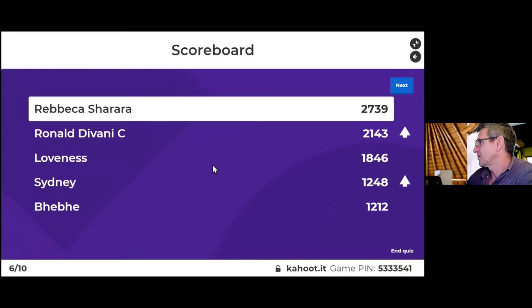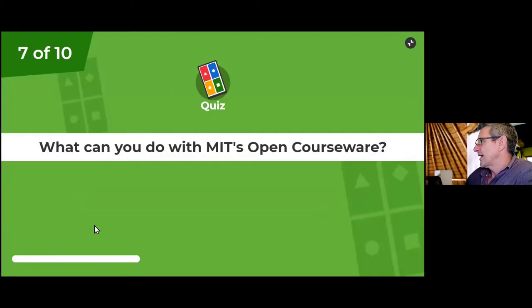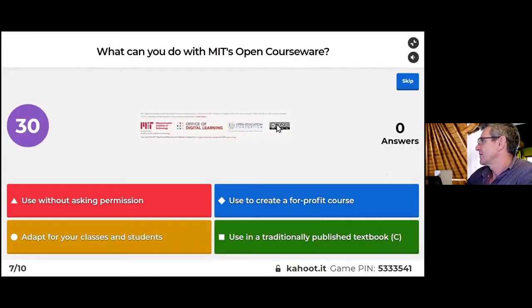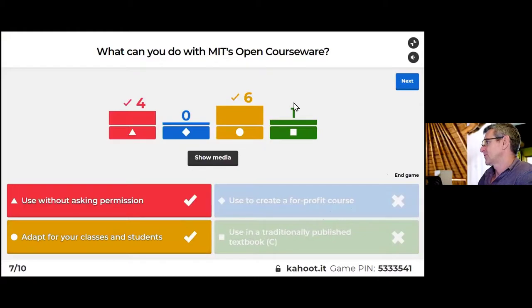Ronald and Sydney move up the list. Rebecca's still in the lead. What can you do with MIT's OpenCourseware? It's a little small, but in case you can't see it, I'll read it to you. Here's the license here. It says BY-NC-SA, BY-NC-SA.